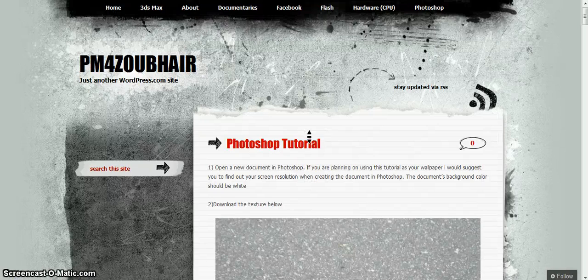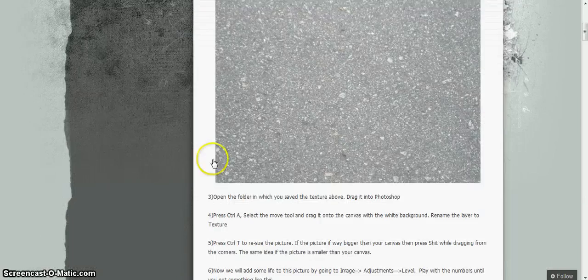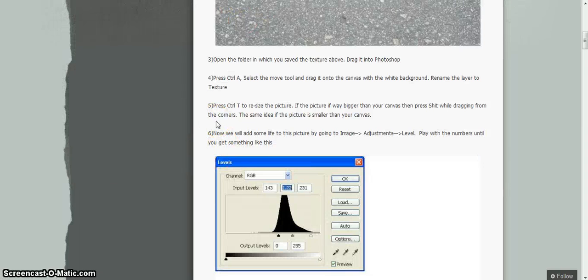And this is my Photoshop tutorial where I made my own tutorial for others to follow. So I provided the textures and gave steps as to what to do. Some challenges I had with this was how to make it simple enough so others can understand and not make it boring.